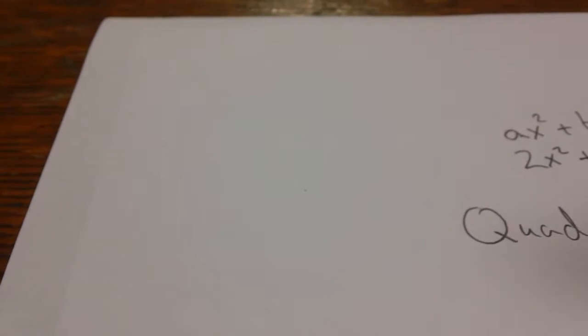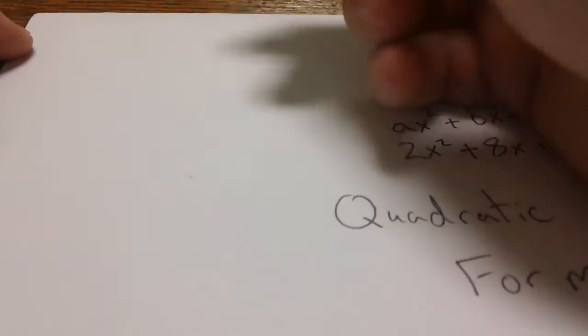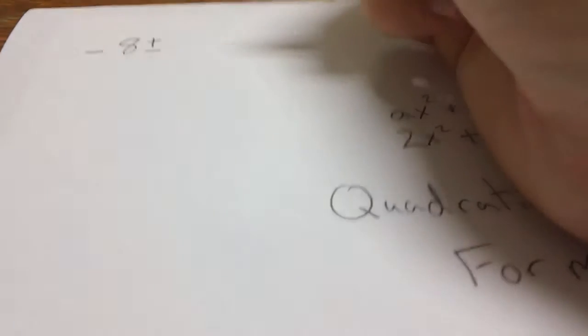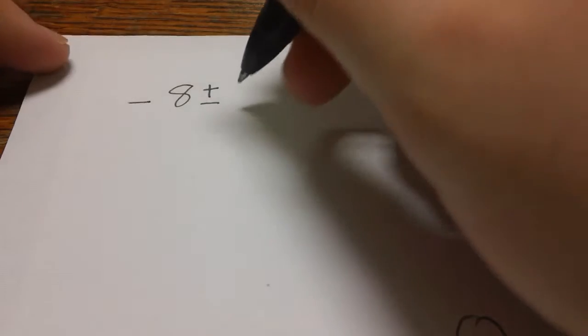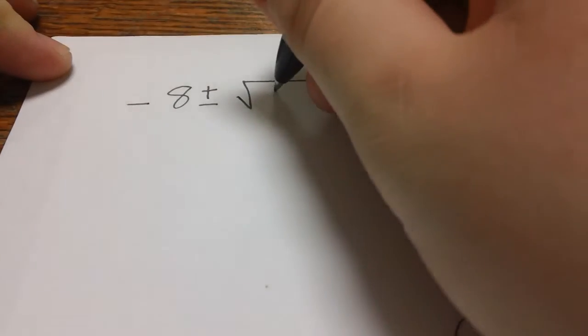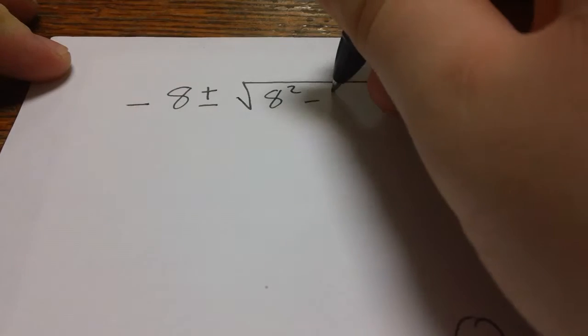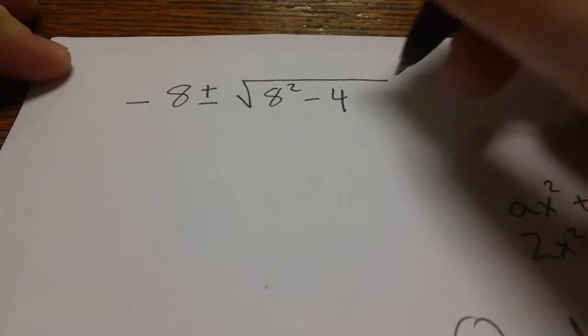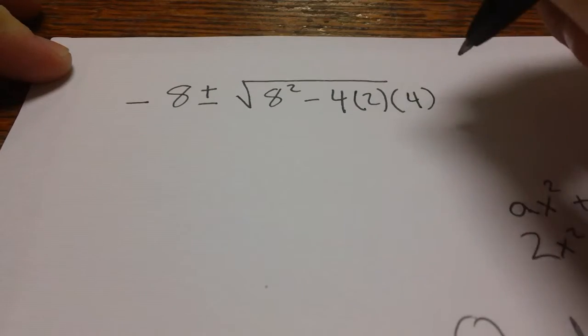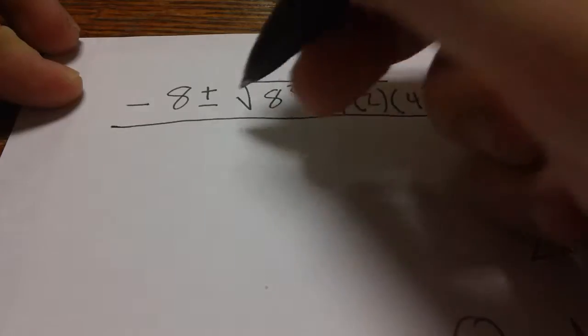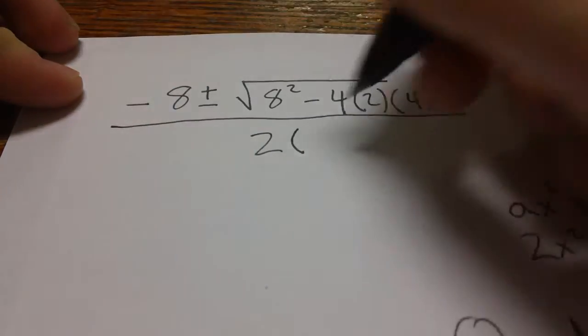I'm going to write it up here in this corner. Here we go. So we had 2, 8, and 4. So we're going to have negative 8 plus or minus... Let me move the camera a little closer here. There we go. Negative 8 plus or minus the square root of 8 squared minus 4 times a, which was 2, and times c, and c was 4, all over 2 times a, or 2 times 2, right?